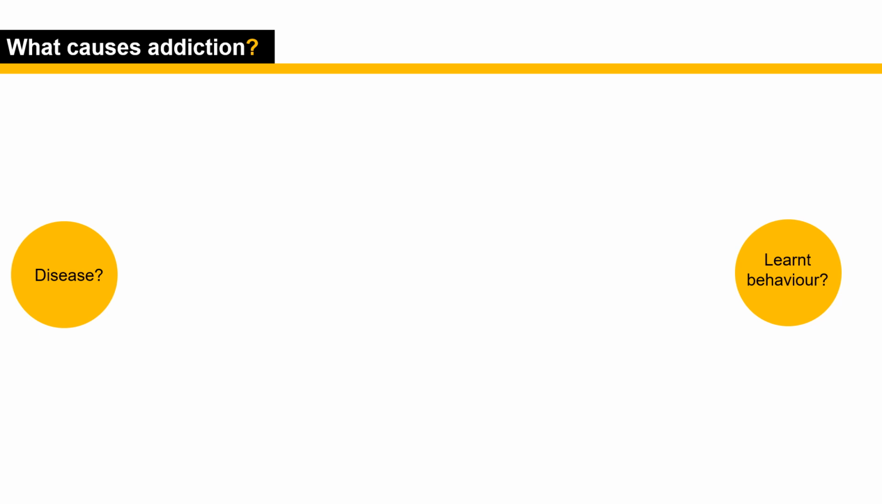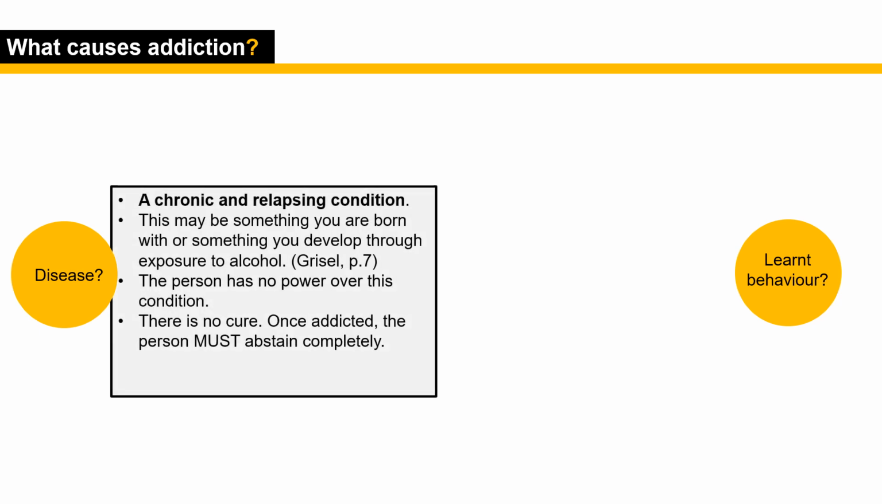It's either people perceive it as a disease, in which case they talk about it as a chronic and relapsing condition. Again, this could be something you're born with. It might be something that develops over time, but ultimately it says that you won't have any control over your alcohol use, and the only cure is to abstain completely.